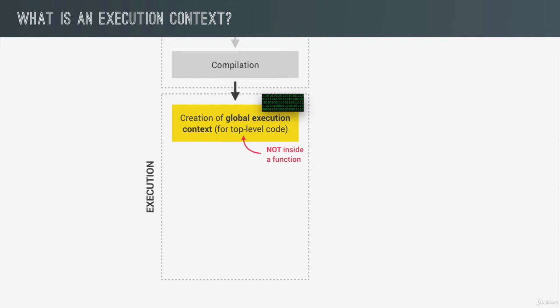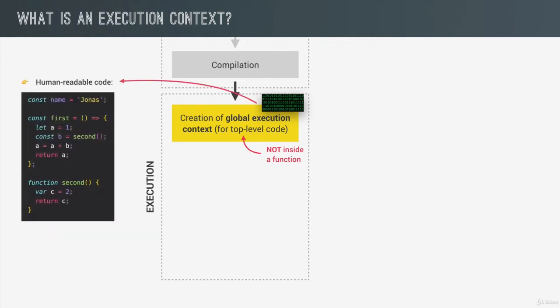But anyway, we can also see what top-level code is in this example here. So this name variable declaration is clearly top-level code, right? And therefore, it will be executed in the global execution context. Next, we have two functions, one expression and one declaration. So these will also be declared so that they can be called later. But the code inside the functions will only be executed when the functions are called.